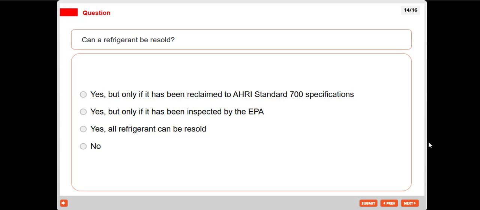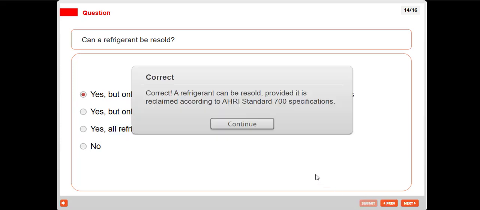Can a refrigerant be reused? Yeah, but only if it has been reclaimed to AHRI standard specification. Yeah, but only if it has been inspected by the EPA. No, yeah, but reclaimed to AHRI specification. Standard specification. I think this one is correct.